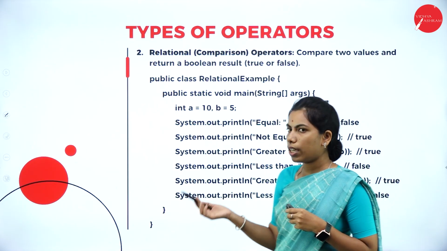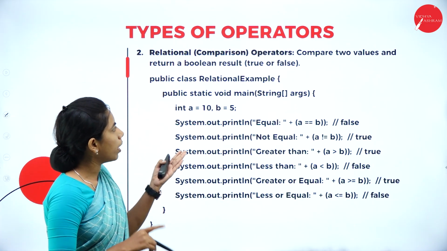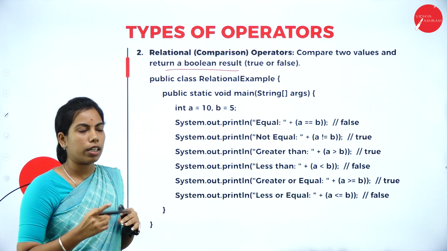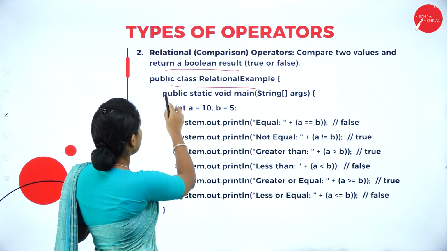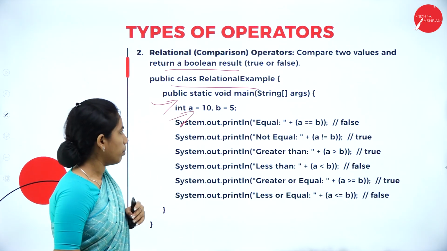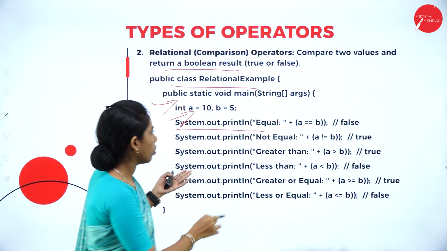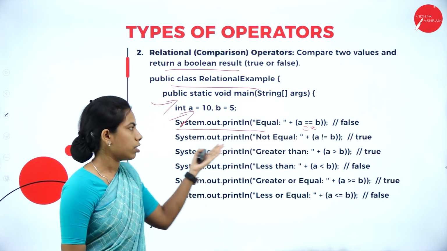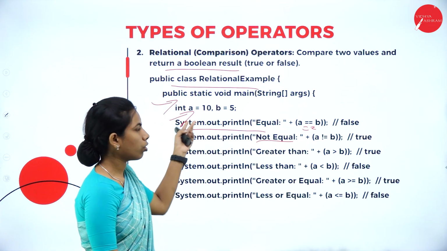And coming to the second one, relational operator. As I already told, it checks what exactly the relation is between the two operands. So it compares two values. It returns a Boolean result, either true or false, not anything else. Mention the class name as RelationalExample, and inside that the main function, and again inside the main function declare two variables with assigned values. For checking A is equal to B, we have to use a double equals. So is A equal to B? No. That's why the result is false. And for not equal, A not equal to B, it's true. Why? Because both are not equal.